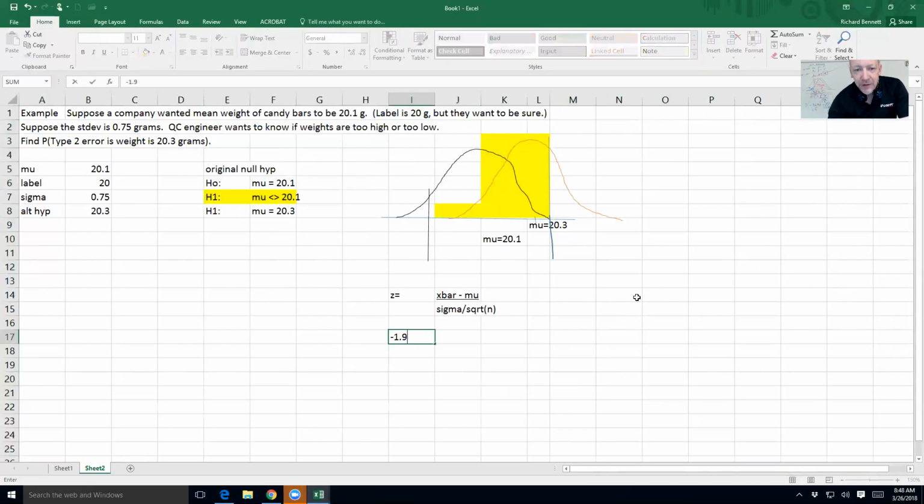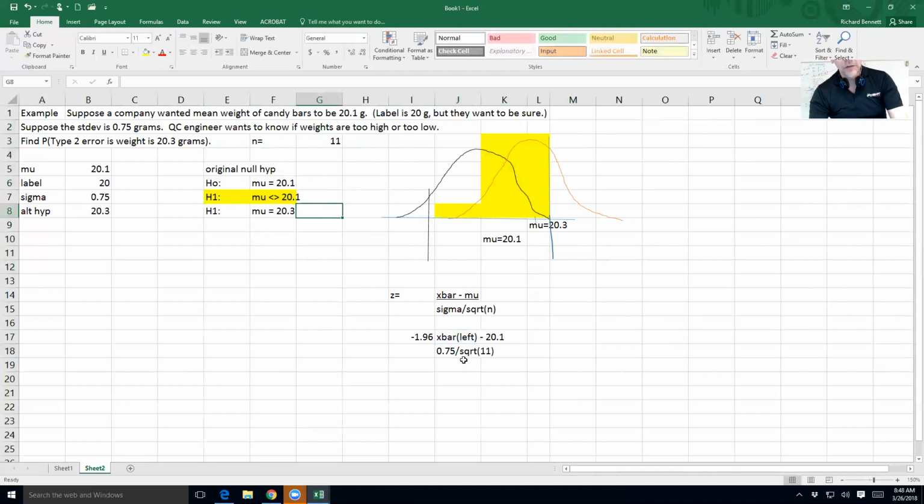So negative 1.96 equals x bar on the left, minus mu, which is 20.1, divided by sigma, which is 0.75, divided by the square root of, oh, do I not have an n on this? I forgot to give you the n again. The n is going to be 11. I forgot to give you the n. N equals 11. Okay? All right, so now I just need to solve for this.